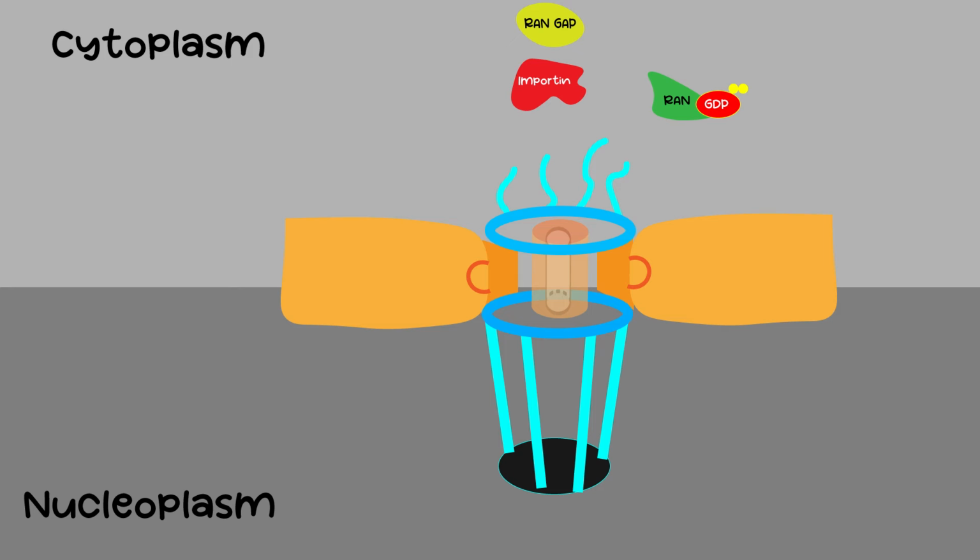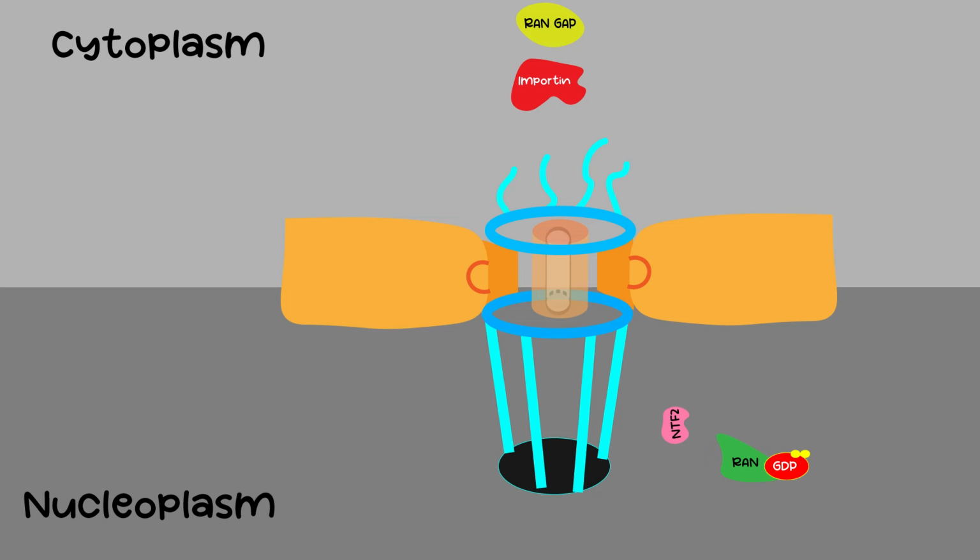RAN GDP can never bind to the importin complex. In order to import RAN GDP inside the nucleus, help is required from a protein called NTF2. It binds to the RAN GDP. The importin then imports it inside through the nuclear pores, then releases it.